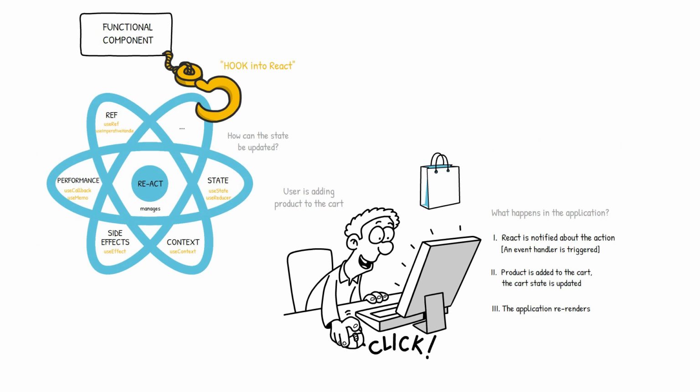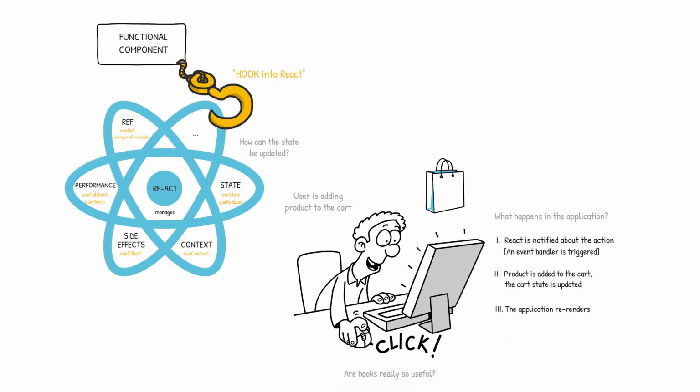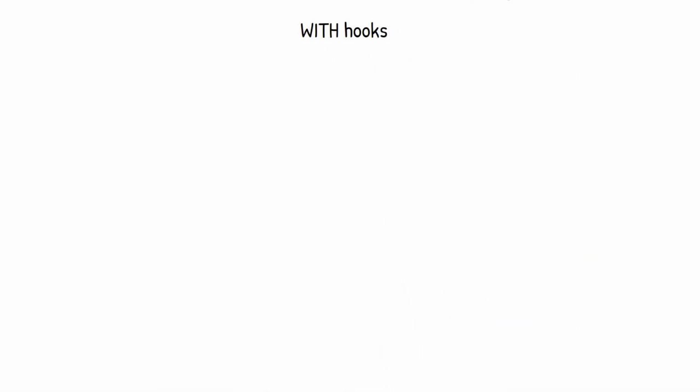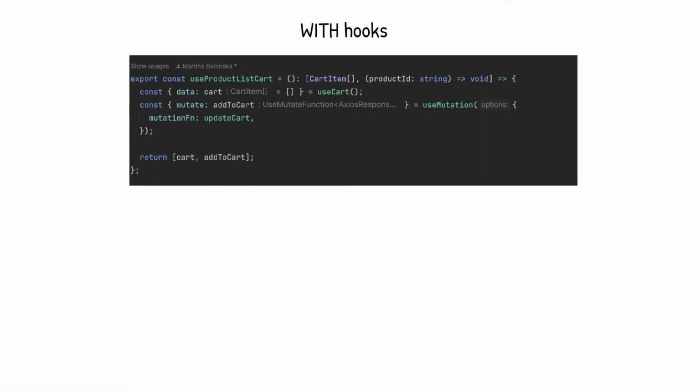Now let's see if hooks are truly as great as they seem by examining a practical example. Using hooks, this is how a product can be added to the cart and stored in the database. The custom hook useProductListCart calls two other hooks. The first is another custom hook, useCart, which fetches the current state of the cart from the server.